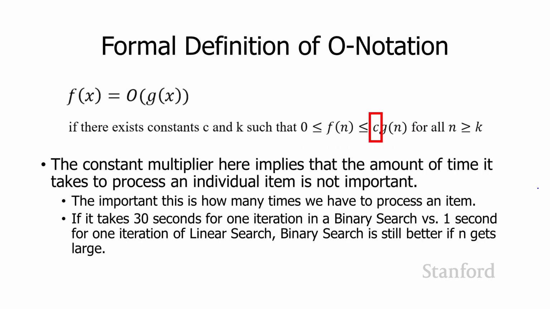What about that c factor there? Why is it c times g of n instead of just g of n? That multiplier, that c multiplier there, tells us that the amount of time it takes to process an individual item is not important.